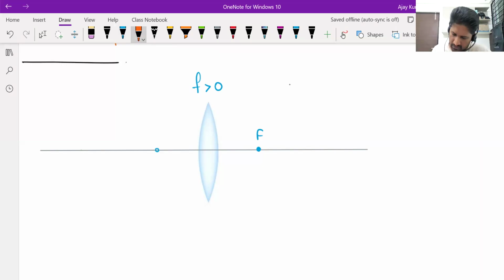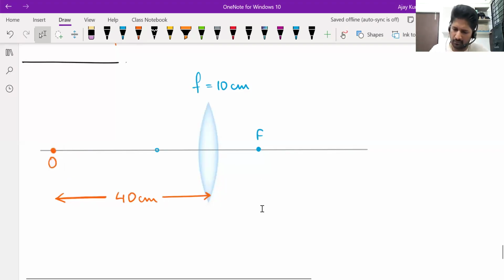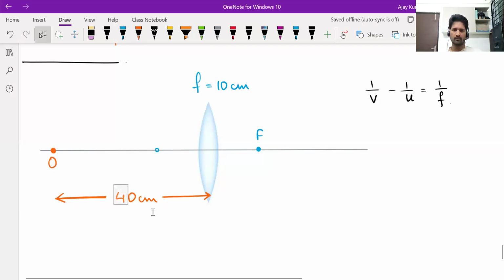Assume there's an object placed somewhere here. Let's assume the focal length first is 10 centimeters. And let's take the object at 40 centimeters from the lens. This doesn't look like 40, but let it be. Find out where the image forms. You know the lens formula, 1 by V minus 1 by U equals 1 by F. We derived it today itself. Substitute directly and tell me the image location. Be careful, you'll have to use sign convention when you substitute.